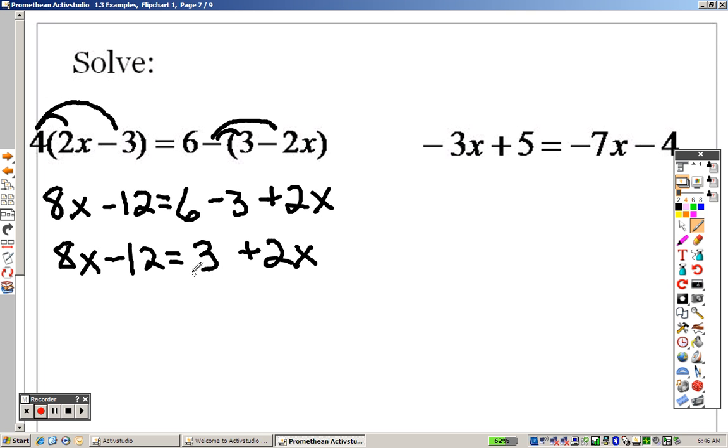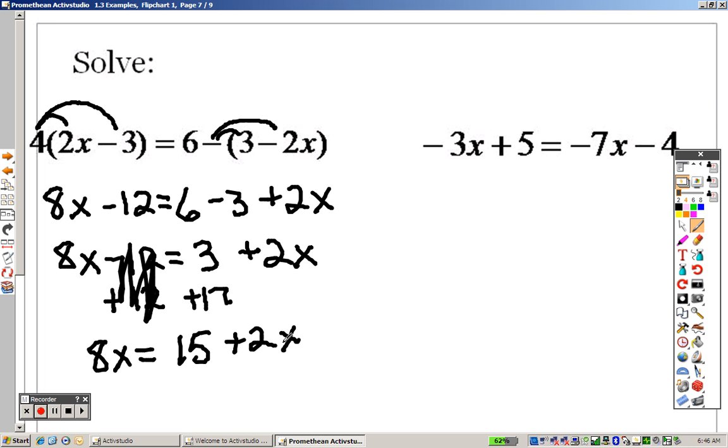So I combine my like terms here. I have a negative 12. Let's make that positive, right? Because I'm going to move the numbers all over to this side. That way I have a positive 8x still. I have a positive 15 now and a positive 2x.